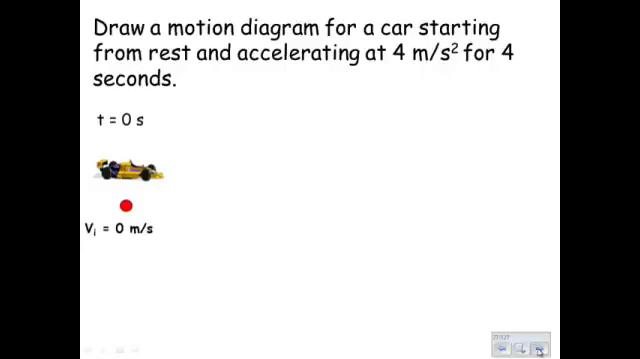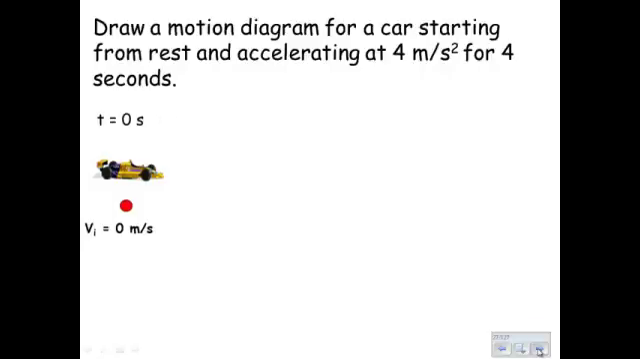When we talk about acceleration, acceleration is the rate of change of your velocity. So it's how much your velocity changes each second. So another way you can think about 4 meters per second squared is that it changes by 4 meters per second per second. So every second your velocity will change by 4 meters per second.